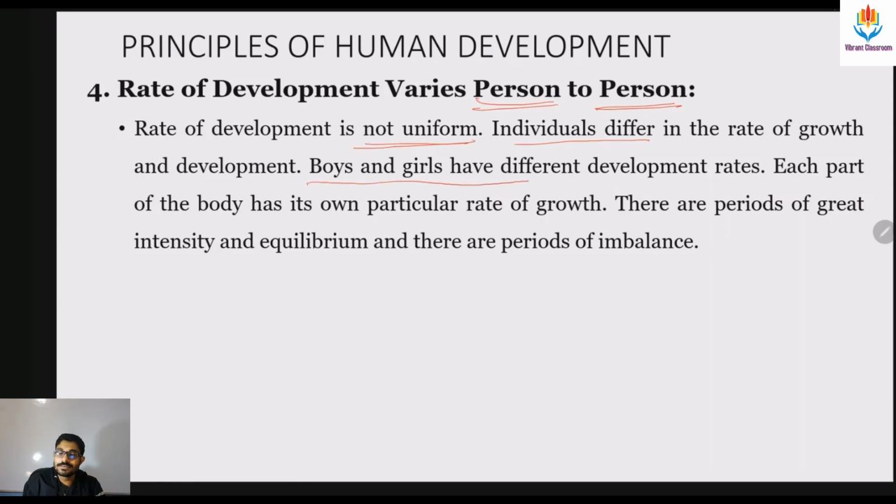Boys and girls also have different developmental rates. Generally, we find rapid development or growth in the girl child compared to the boy. But after some period, we find gradual development in boys compared to girls. Each part of the body has its own particular rate of growth. There are periods of great intensity and equilibrium, and periods of imbalance. So here is the concept of imbalance, because there is no uniformity among all individuals.